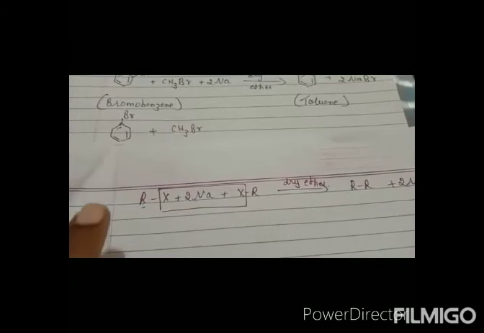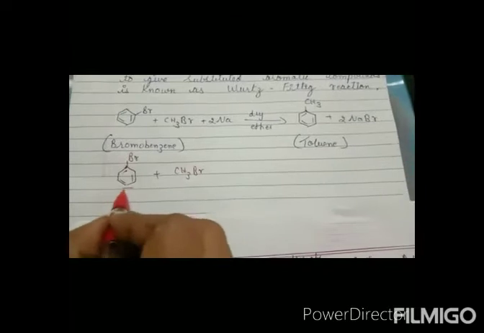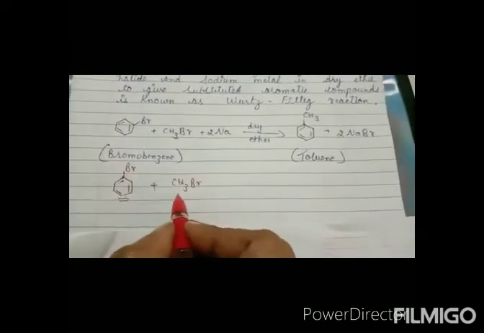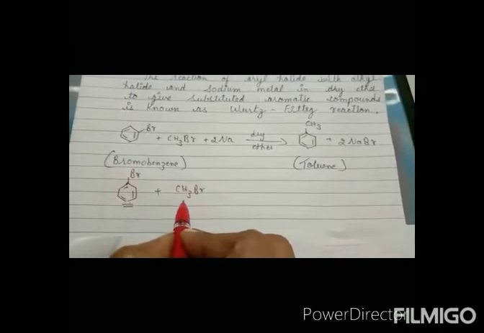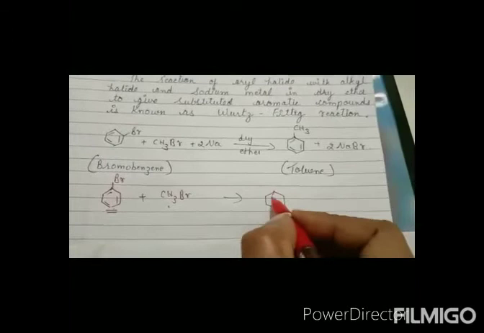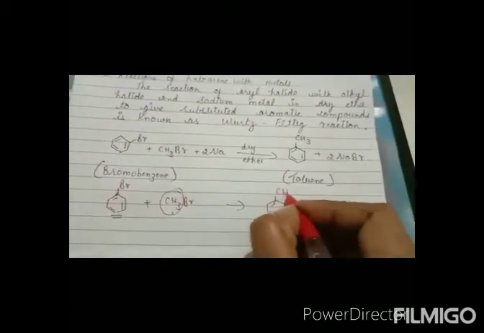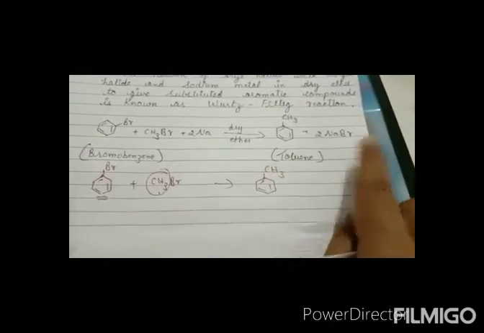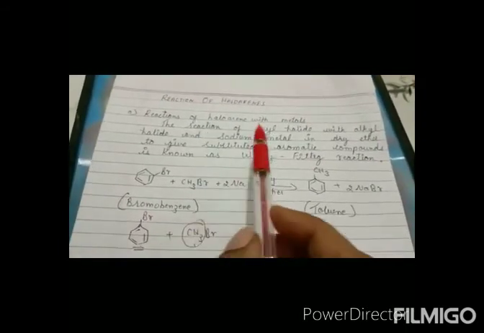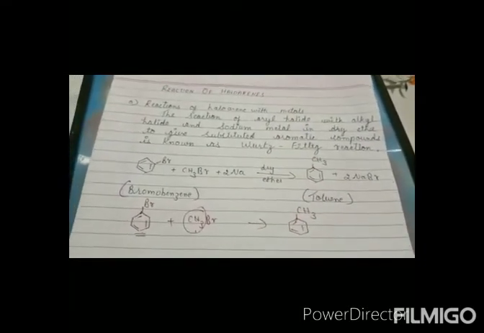Here the R group, that is the aryl group, combines with the R group of the alkyl halide, and therefore we get our product. Along with the benzene ring, I have the methyl group, so toluene is the product, and the by-product is sodium bromide. So this is the first reaction of haloarene, the reaction with a metal. The metal we are using here is sodium.